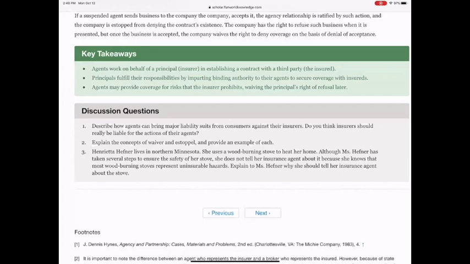Is it waiver or estoppel? If the agent knows about that wood burning stove and insures her anyways, issues a binder anyways, is it waiver or estoppel? Rachel? Waiver? You're right. Because the company is like, look, there is no coverage for this. The agent knew that the company's underwriting policy was no wood burning stoves. But the agent still issues a binder, that is waiver. All right.